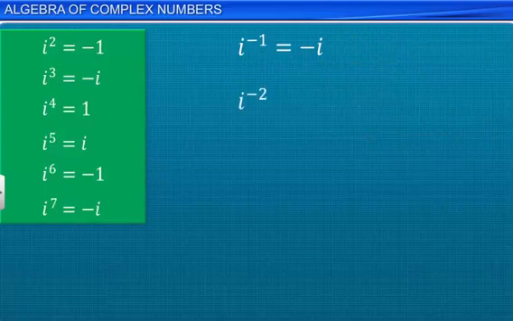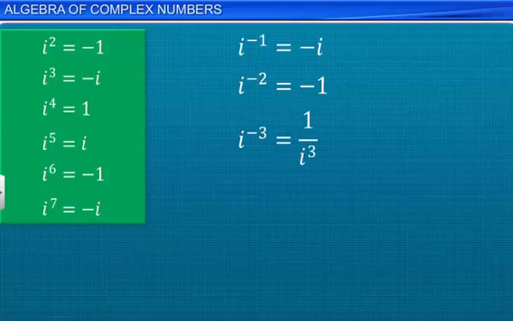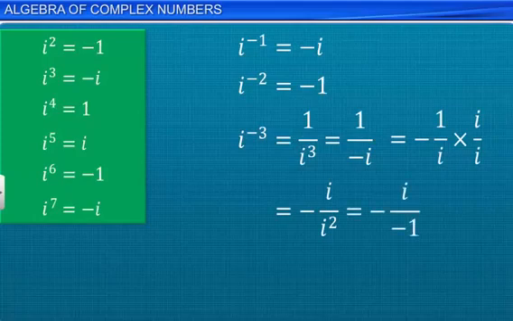i raised to the power minus 2 is equal to 1 divided by i squared, which is equal to minus 1. Similarly, i raised to the power minus 3 is calculated as i, and so on.